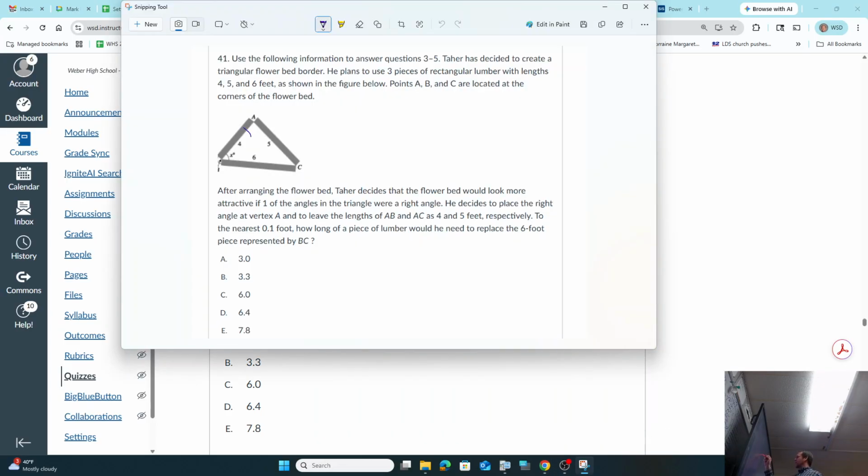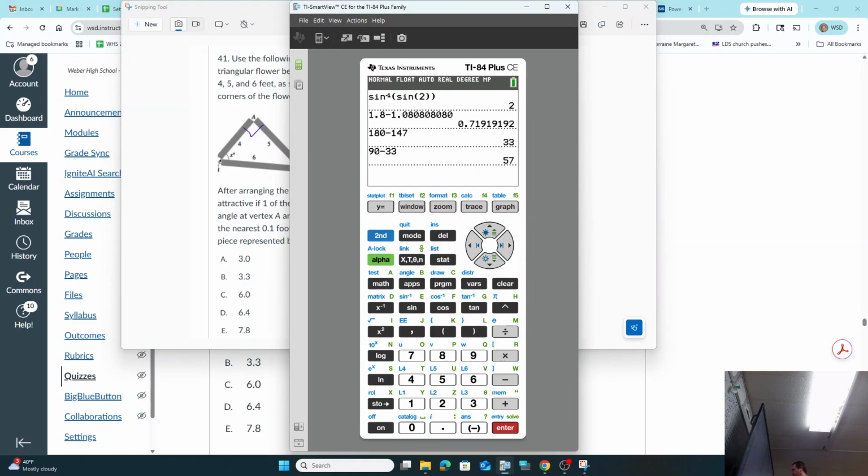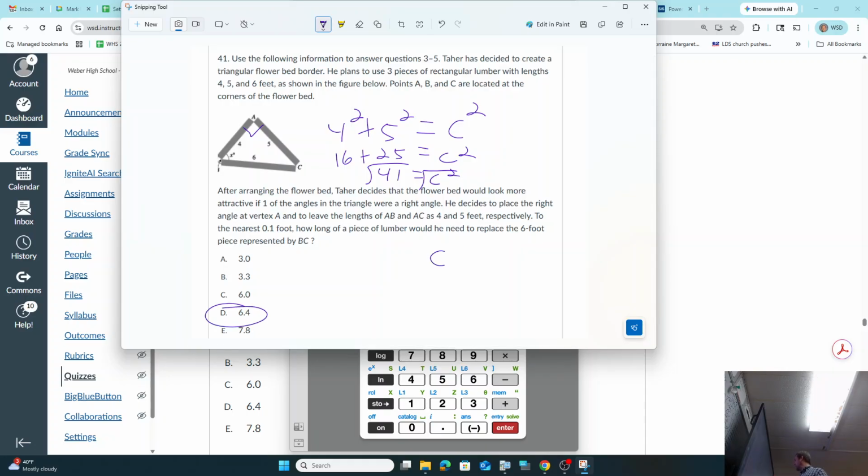Okay, so they're basically saying that's a right triangle, and if this is 4 and this is 5, use the Pythagorean theorem to replace that 6th piece with the correct one. So 16 plus 25 is going to be, carry the 1, 41. We're basically square rooting both sides. The square root of 41 is 6.4. And 6.4 is D. Yeah, c equals 6.4. So that's for number 41.